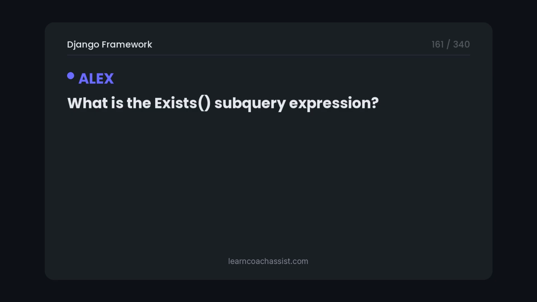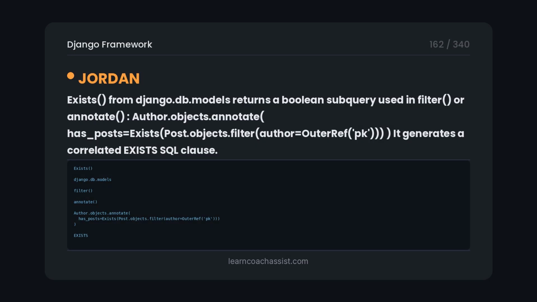What is the Exists subquery expression? Exists from django.db.models returns a Boolean subquery used in filter or annotate. Author.objects.annotate(has_posts=Exists(Post.objects.filter(author=OuterRef('pk')))). It generates a correlated EXISTS SQL clause.